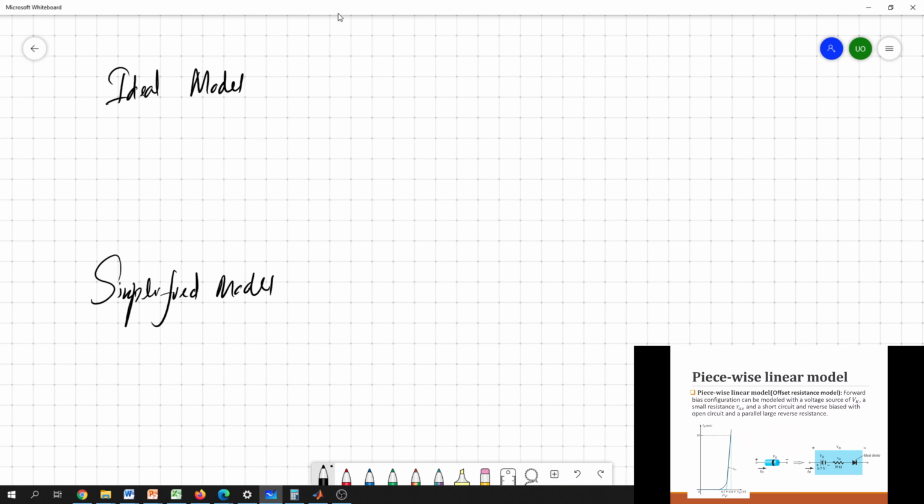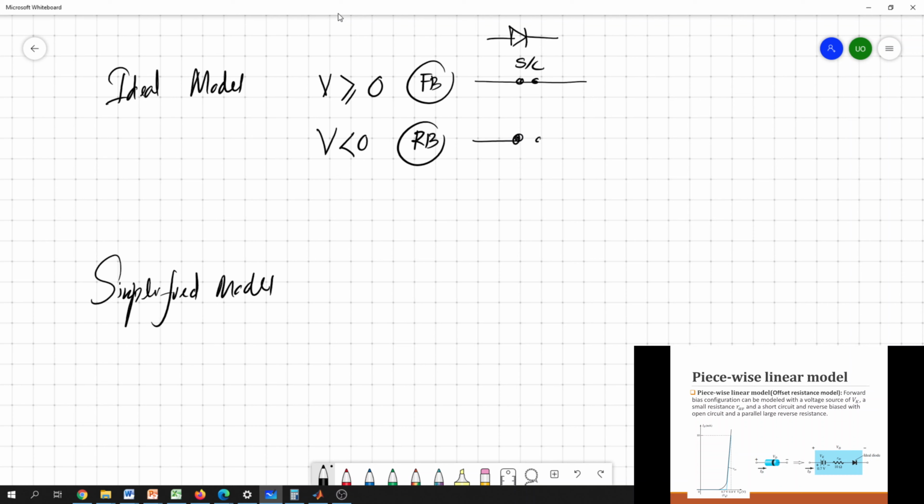If it is the ideal model, we can check the condition of the diode using this. Sorry, I made a mistake. If the voltage is greater than or equal to 0, it is forward bias; less than 0, reverse bias. If it is forward bias, we can simply replace the diode using a short circuit element. If it is reverse bias, you can simply replace it with an open circuit element.